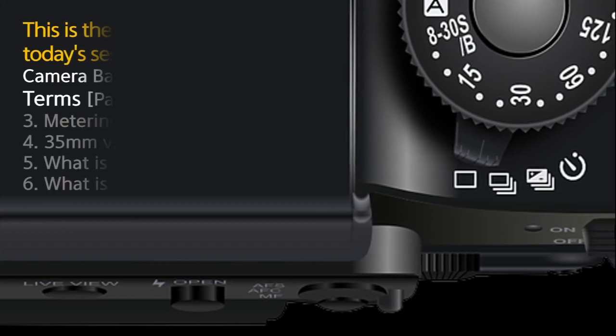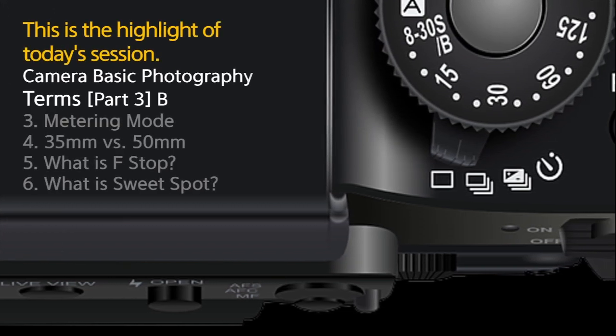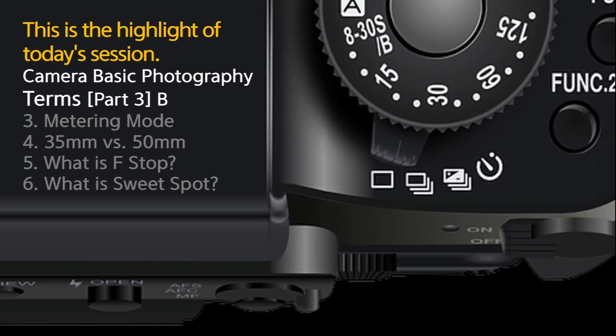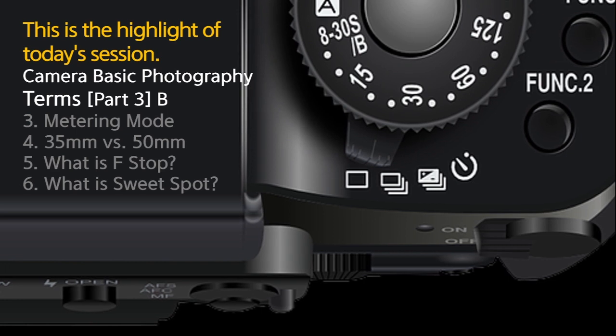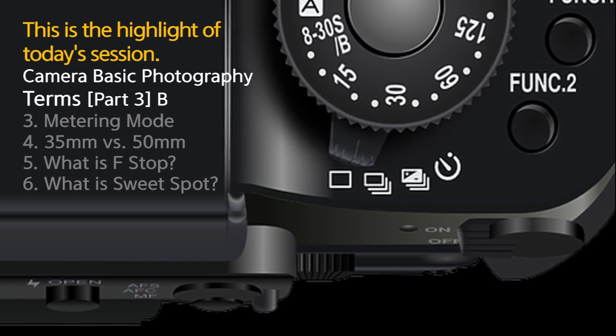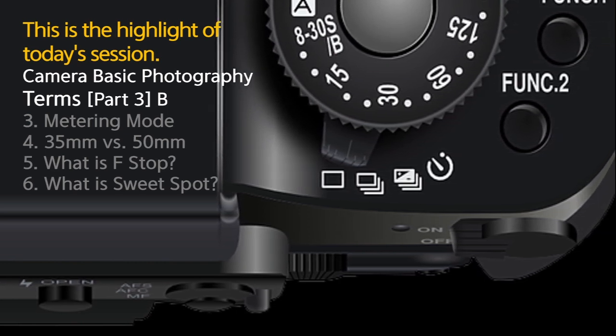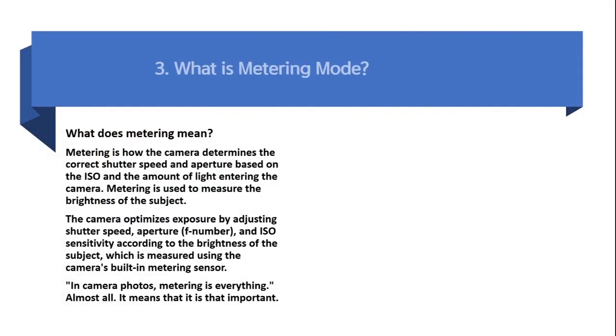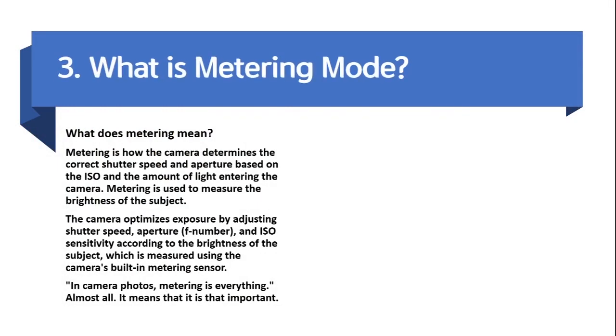This is the highlight of today's session. Camera Basic Photography Terms Part 3b. 3. Metering mode. 4. 35mm versus 50mm. 5. What is f-stop? 6. What is sweet spot? 3. What is metering mode?